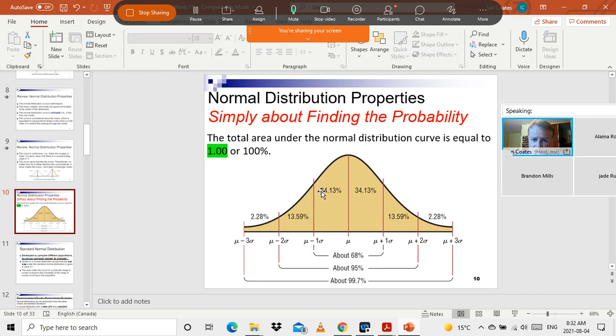And you'll see that I put these lines in here, and they correspond to the deviations. And standard deviation is just a number that tells you how far away a data point is from the mean. That's all it is.